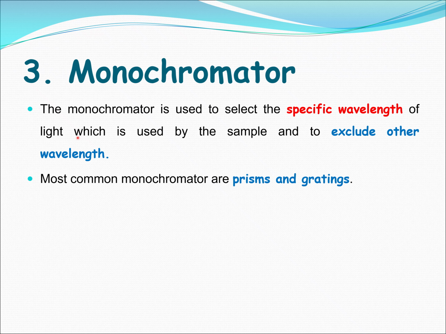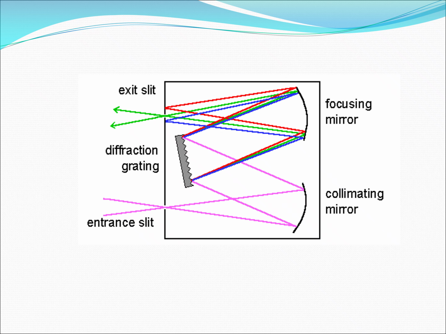The monochromator is used to select the specific wavelength which is absorbed by the sample and to exclude other wavelengths. Most monochromators are prisms and gratings. Here we can see the overall function of the monochromator: there are a number of radiations, but the monochromator will ultimately convert them into a single one.